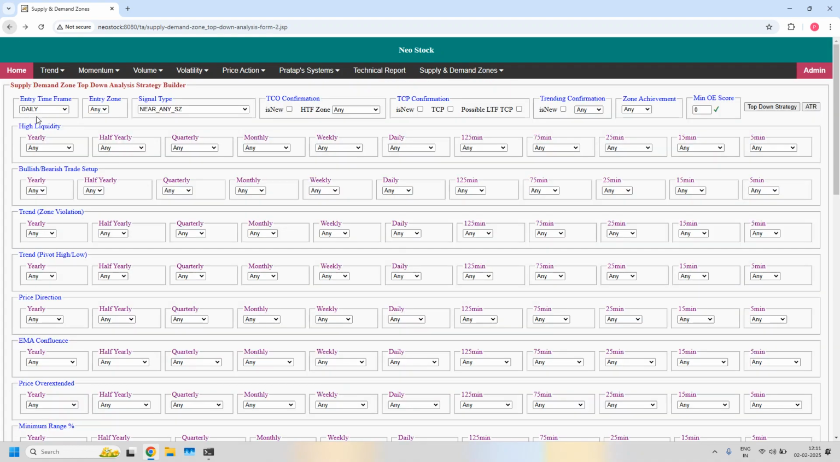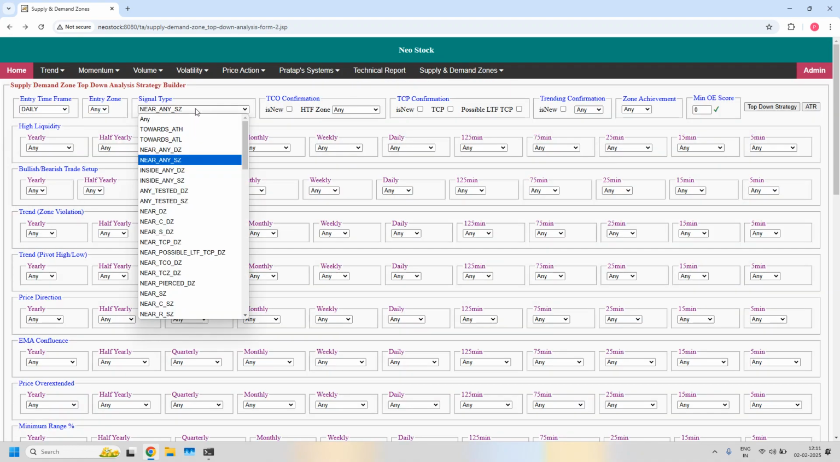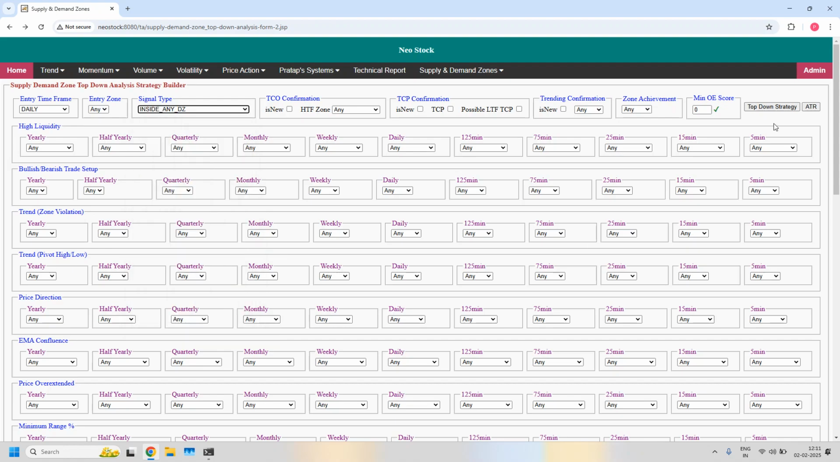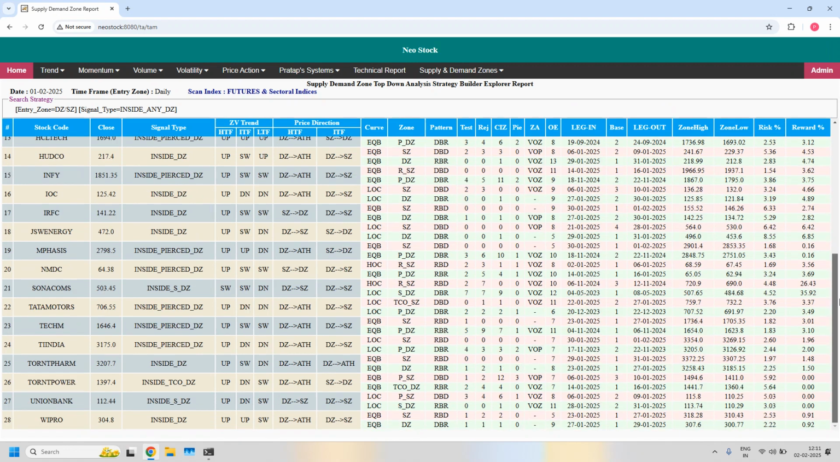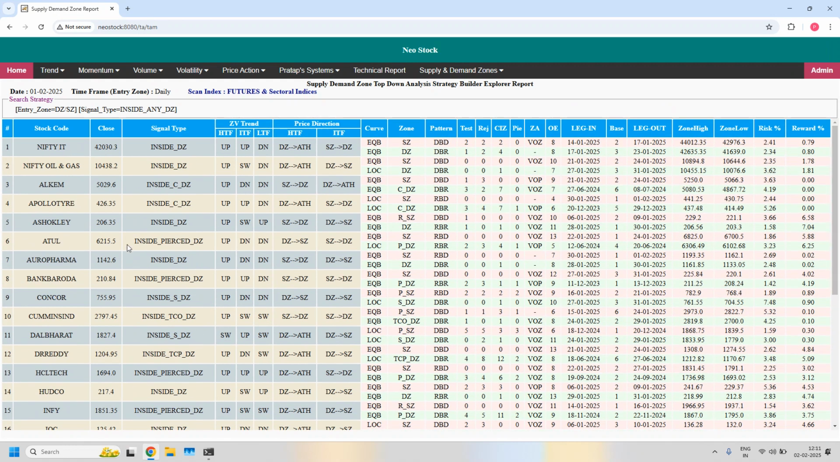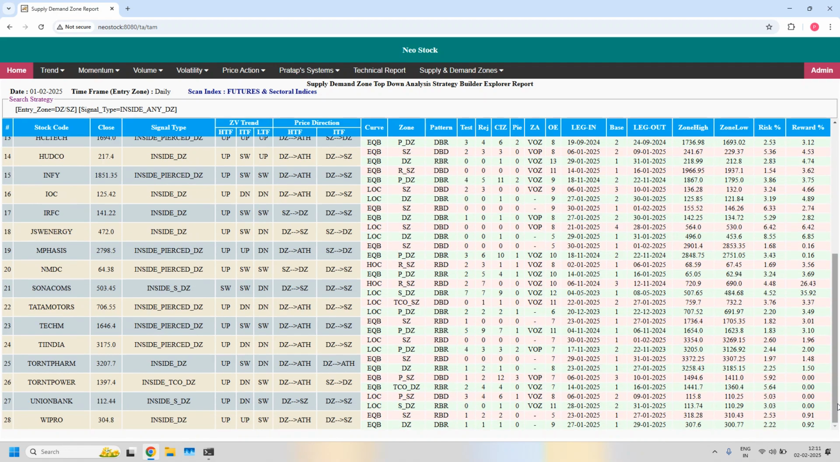Next, for daily time frame, let us find the stocks where price closed inside the daily demand zone. We got 28 stocks. So first 15 stocks on the list. I am scrolling the list down. So total 28 stocks are filtered, price closed inside daily demand zone.